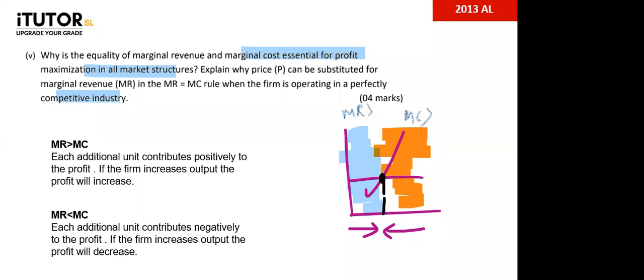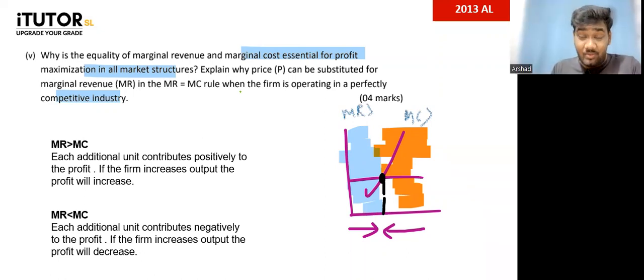Then the next part is asking, explain why price can be substituted for marginal revenue in the MR equals MC rule when a firm is operating in a perfectly competitive industry. Why is that? You can say a firm in a perfectly competitive industry is a price taker. As a result, what happens? They have a perfectly elastic demand curve.